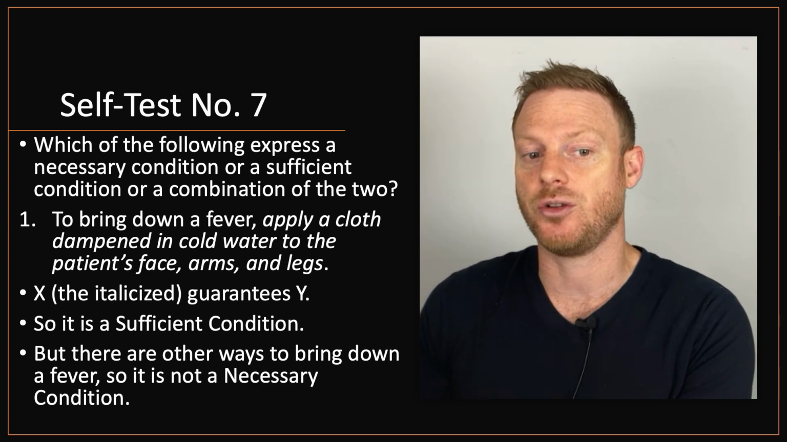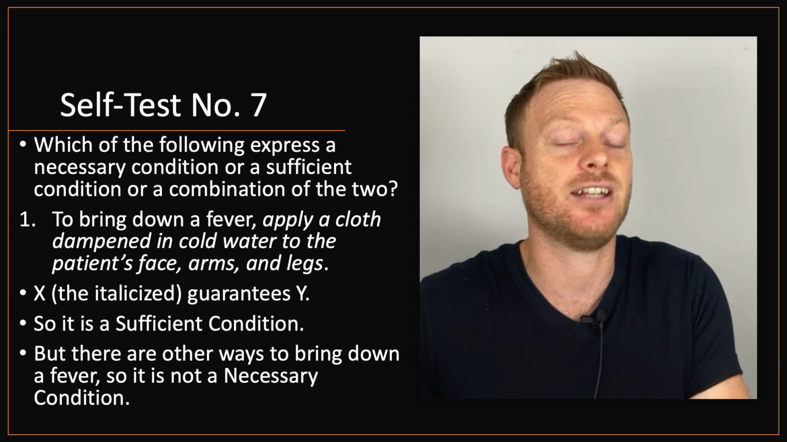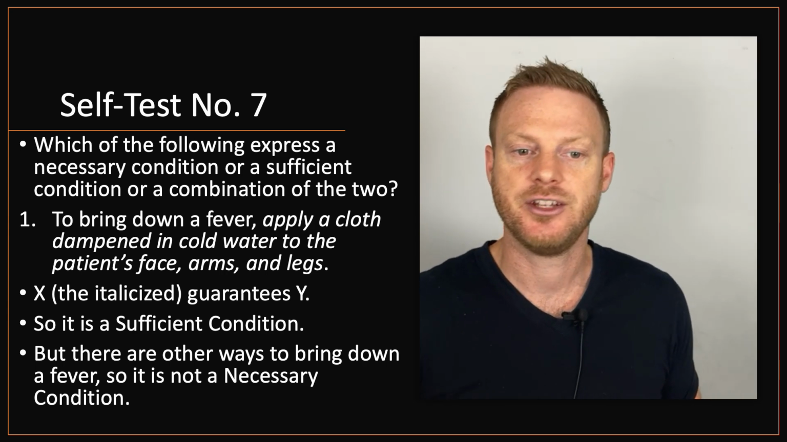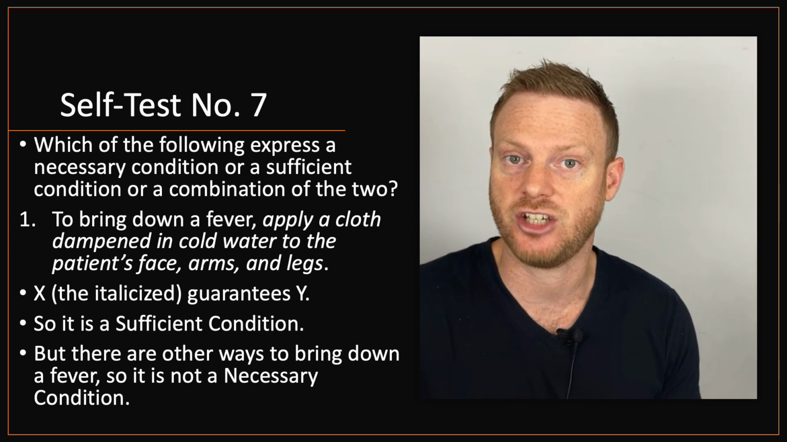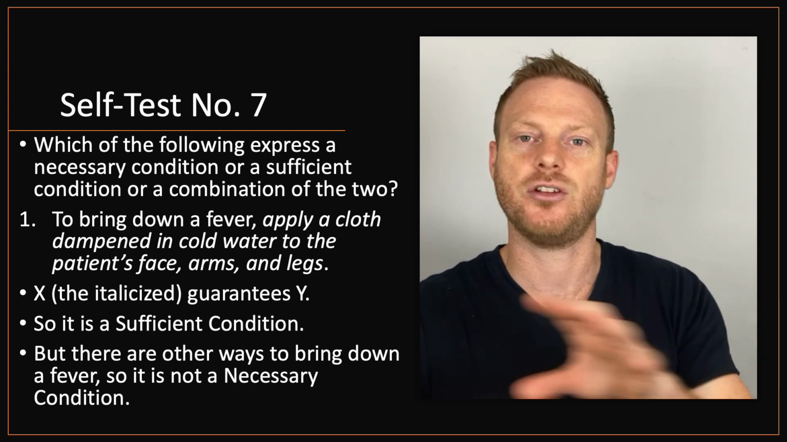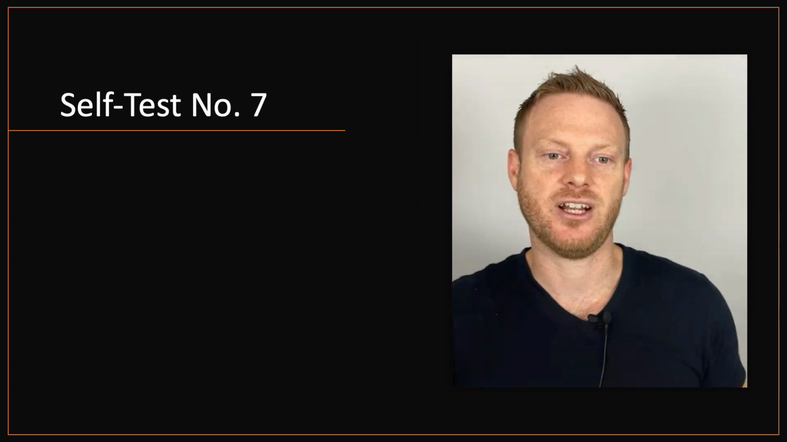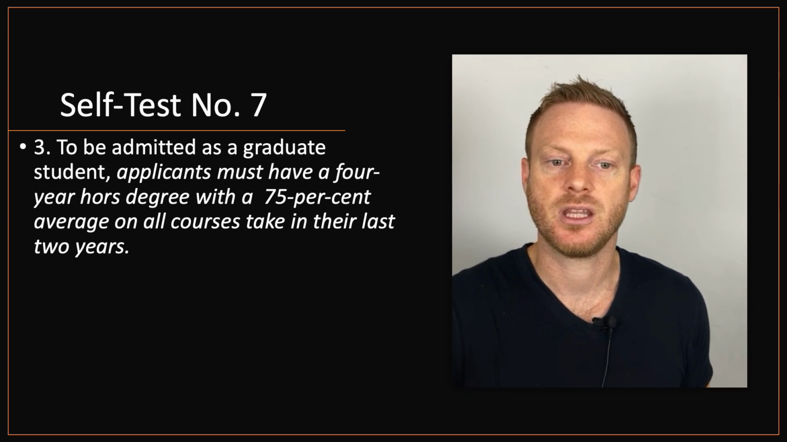So you don't need to do this to bring down a fever in the example, but you can do it and it'll guarantee bringing down a fever. So therefore, sufficient condition: X guarantees Y, not a necessary condition because you don't need to do this to get Y. Hopefully that's starting to clarify things. Let's look at a few more.